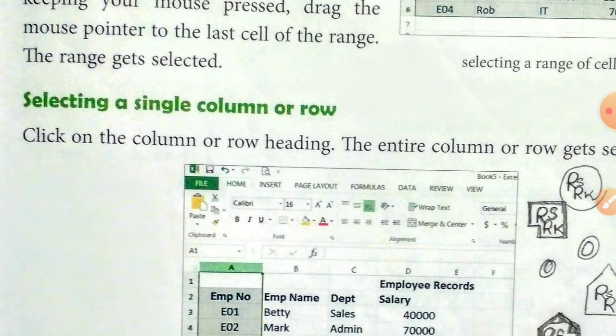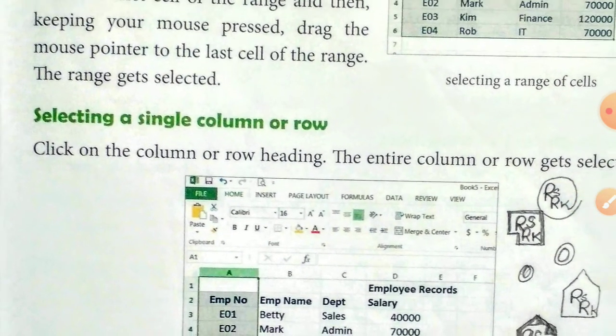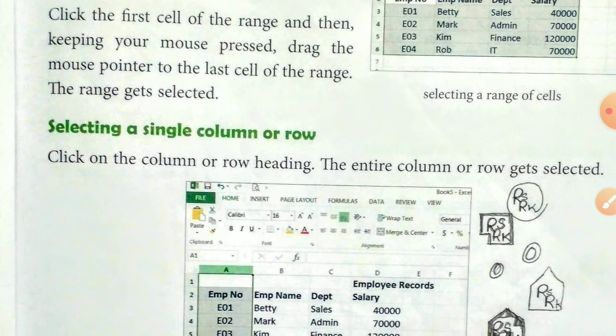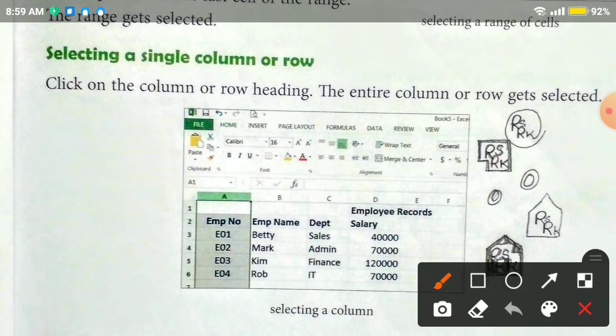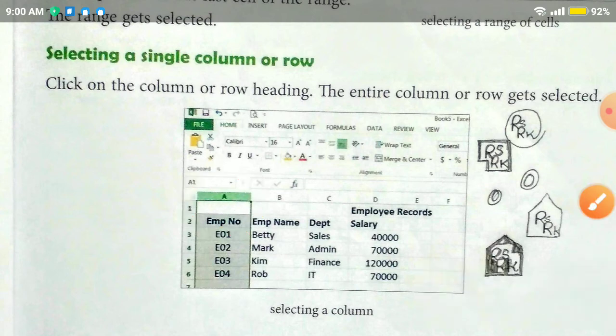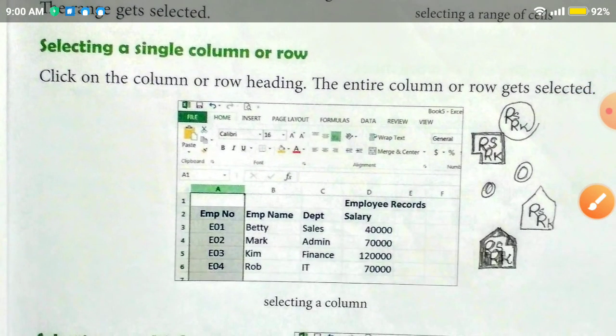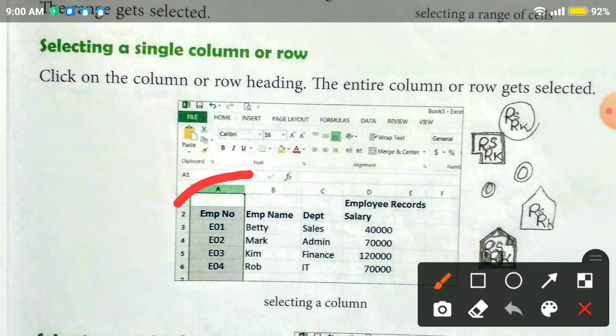Selecting a single column or row, click on the column or row heading. The entire column or row gets selected. Here we have selected a row. You can see here. This one.